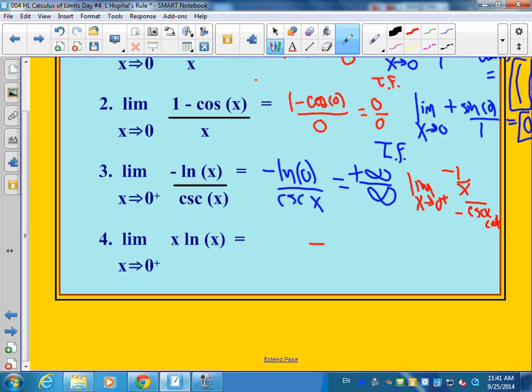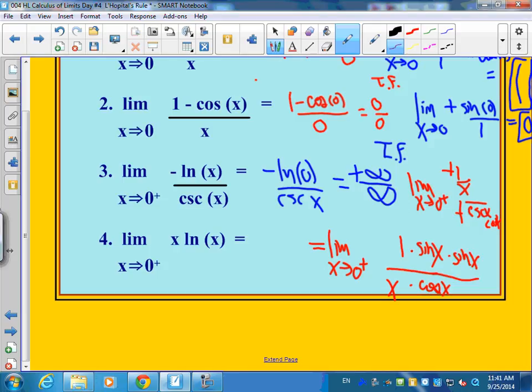So I'm going to rewrite that over here. The limit as x approaches 0 from the plus side. The negatives will cancel. So you're just going to get 1 over x. Cosecant is 1 over sine, so the sine will end up on the top. Cotangent is cosine over sine, so it'll be cosine x over sine x. There's another sine x here.